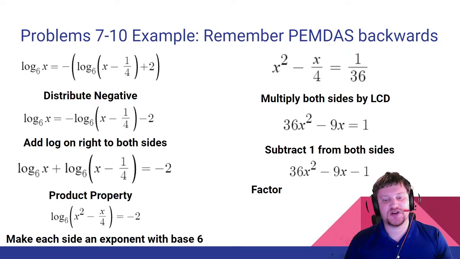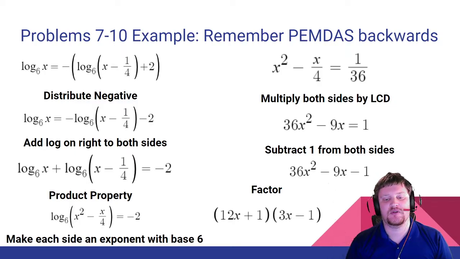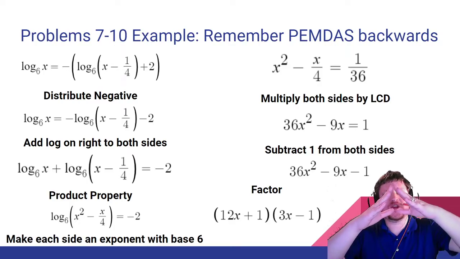The factors of 36 that add together to give me 9, well, negative 9 specifically, when one is positive and one is negative. Those factors are 12 and 3. So 12x plus 1, 3x minus 1. Those are our factors, and if you FOIL that out, you'll see that it equals what we had above. Now that we factored it, we can solve.